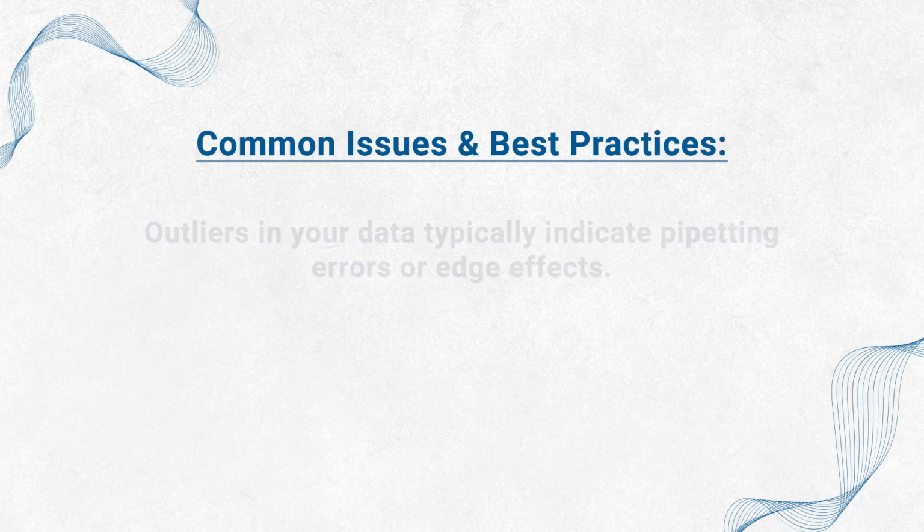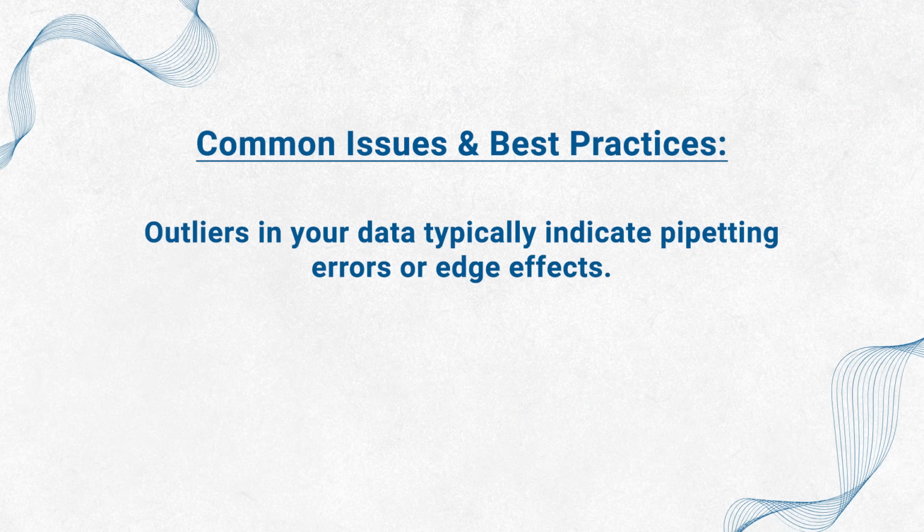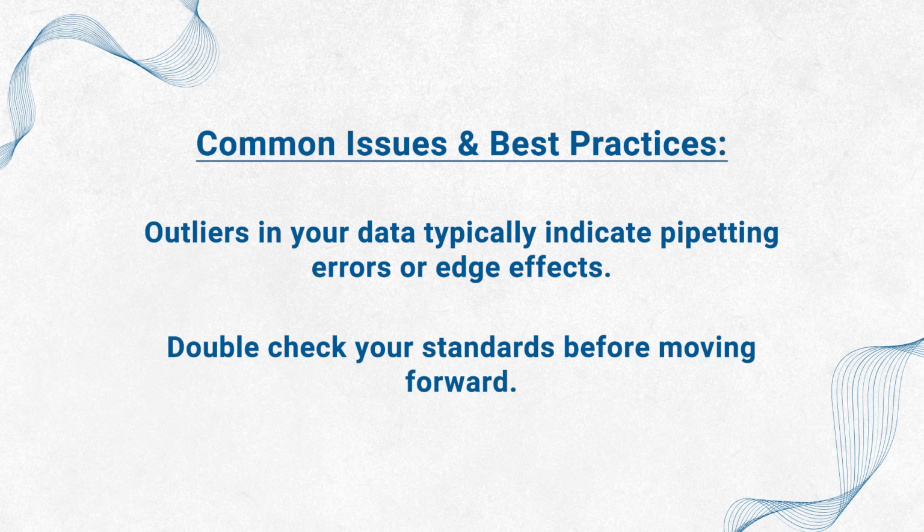When reporting your findings, always disclose the sample size, the replicates, and the dilutions. Also, it's really important that you state what controls you used and the kit. Outliers in your data typically reflect pipetting errors or edge effects. Make sure you double-check your standards before moving forward.